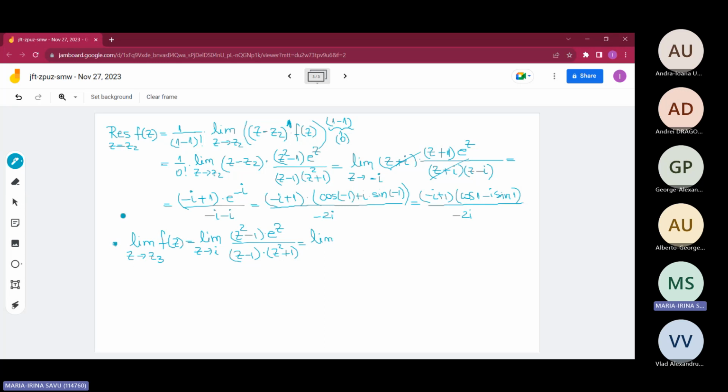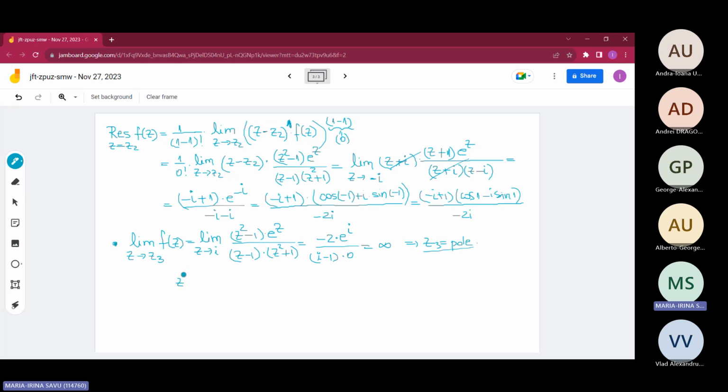But in this question, actually not correct. You actually have minus 2 times e at I over I minus 1 times, and this is 0 again, so the limit is infinity. And of course, you have that z3 is a pole.